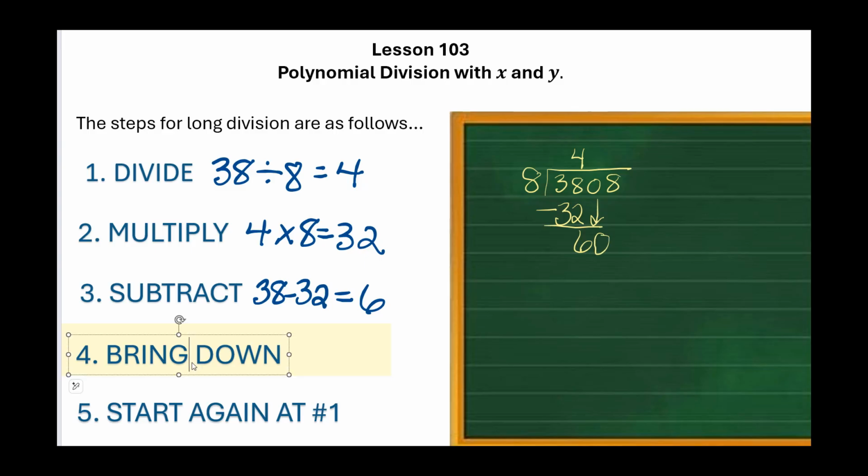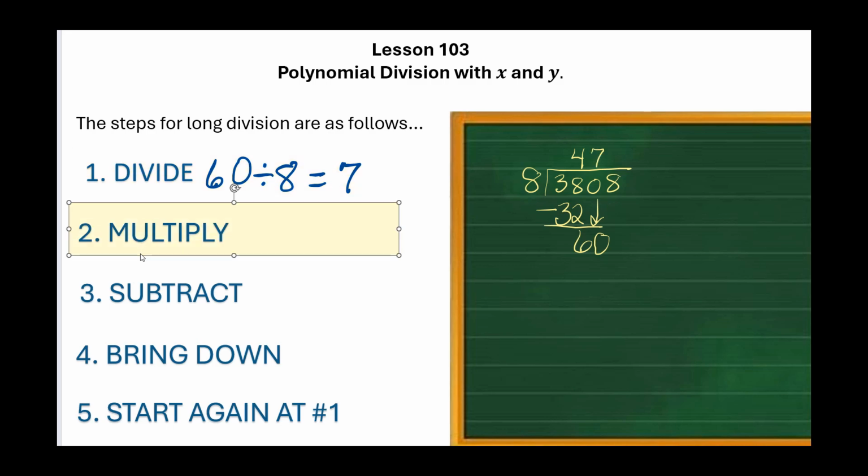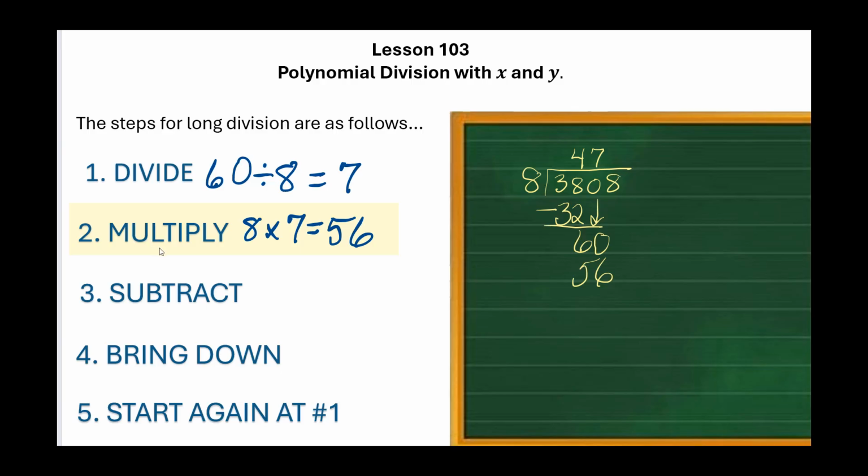And once we've done that, we start all over again and divide again. So we're going to divide 8 into 60. So 60 divided by 8, and 8 goes into 60 about 7 times. So we're going to put 7 up here next to that 4 in our quotient. And then the next step is to multiply. We're going to multiply that 7 times our 8, and we're going to put that 56 down there below the 60. And we go to the next step, which is to subtract.